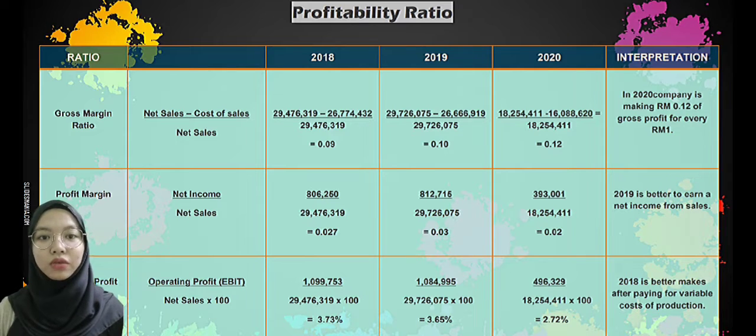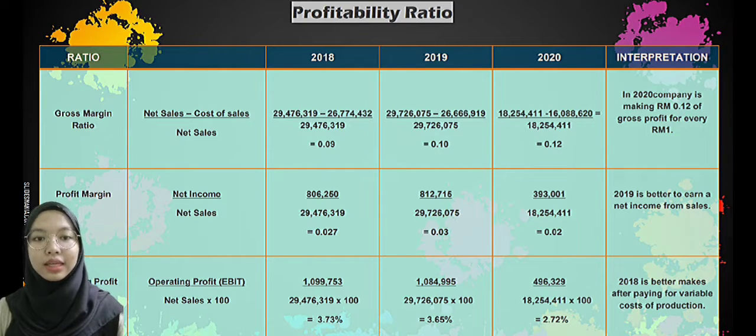Now I will touch on the profitability ratio for this company. The first is gross margin ratio. The formula is net sales minus cost of sales, divided by net sales. For year 2018, the figure is 0.09. For year 2019 is 0.10, and for year 2020 0.12. So the interpretation is that in 2020 the company is making RM 0.12 gross profit for every RM 1.